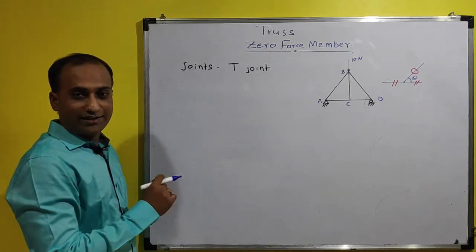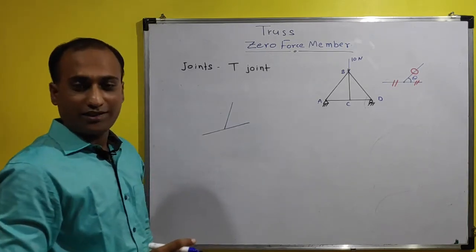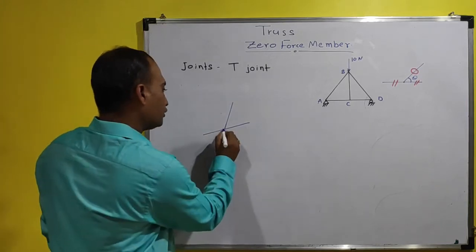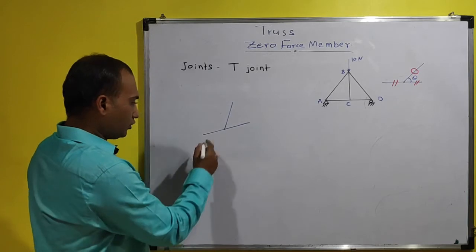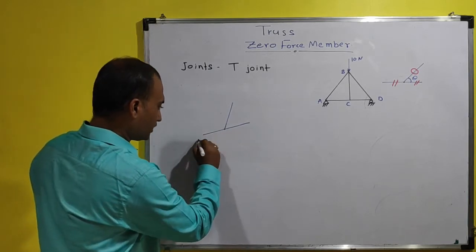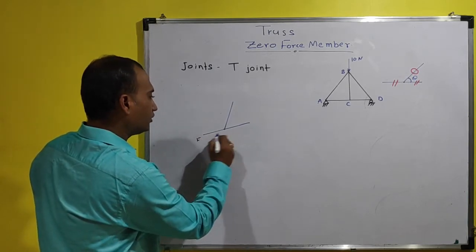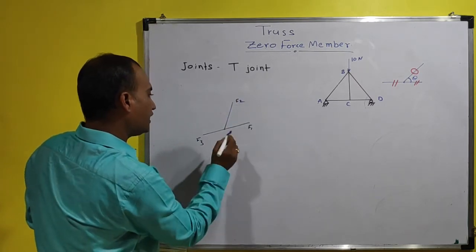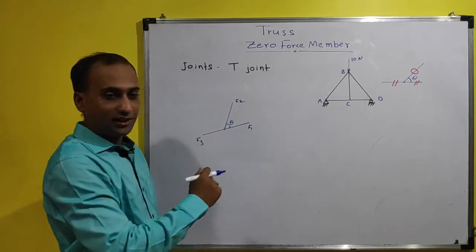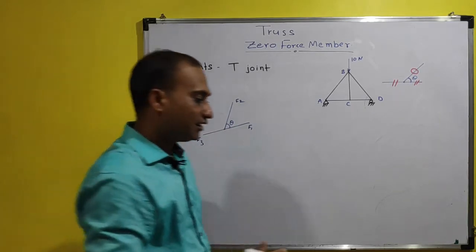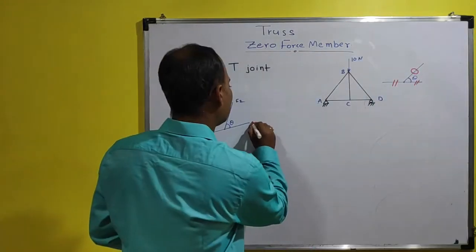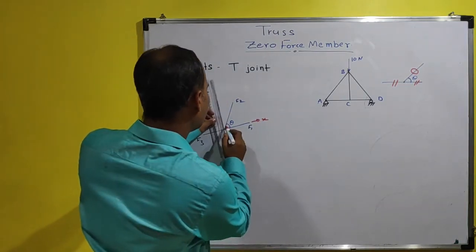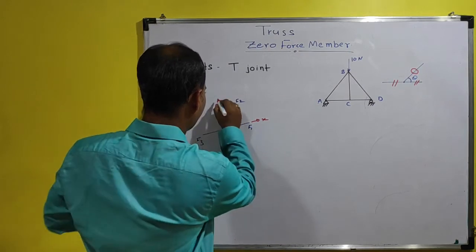Let's take an example of a T joint. Let's say these three members have formed the T. This is the T joint. Here we will consider the forces as F1, F2 and F3. This F2 is making angle theta with this line. Now let's consider this axis as the X direction, and we will also consider the Y direction.